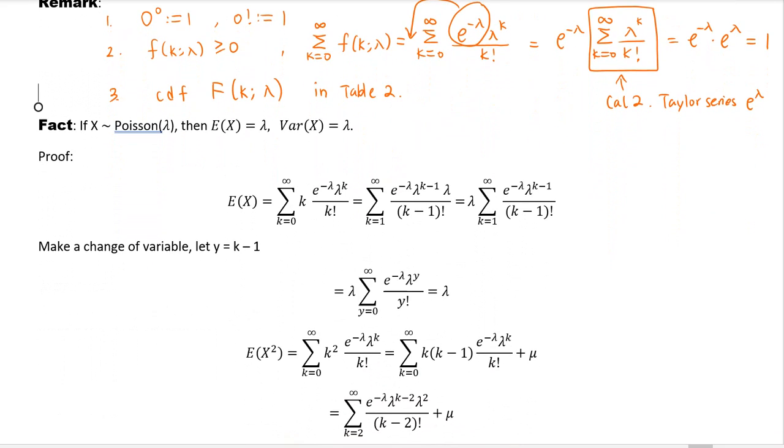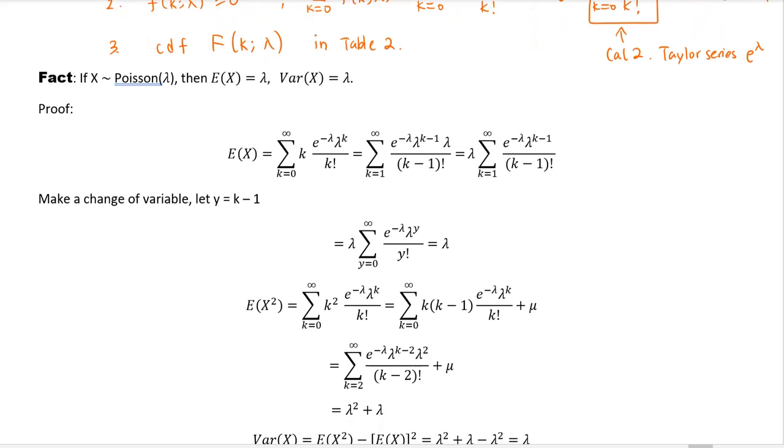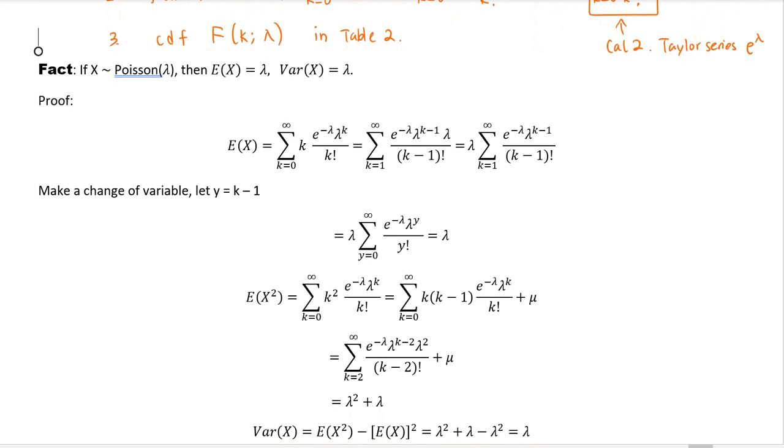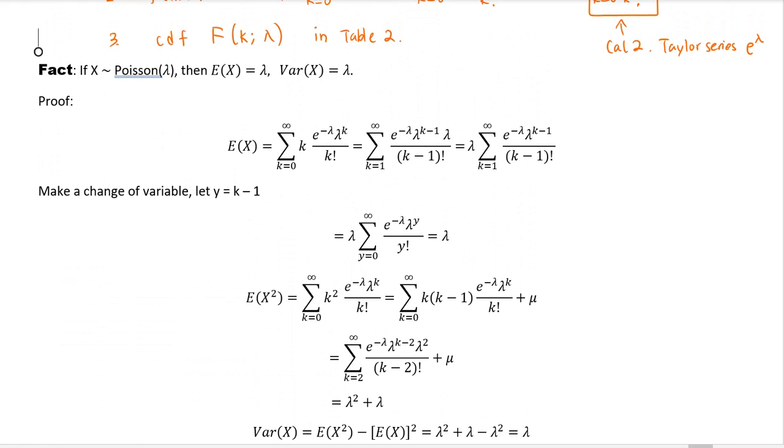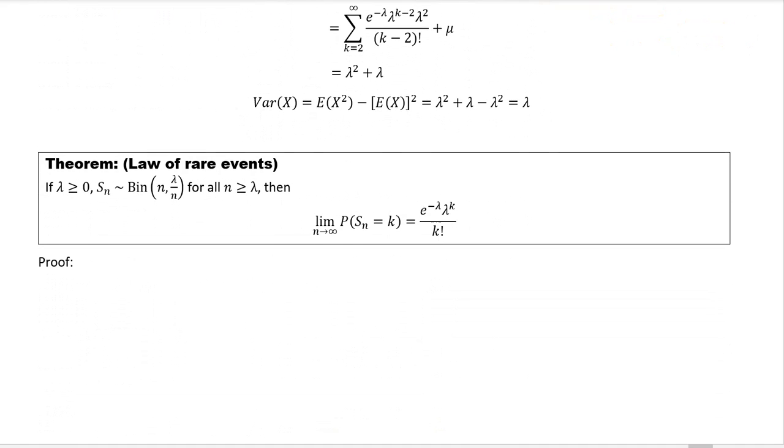Fact: if X has the Poisson distribution, then the mean is lambda and the variance is lambda. We're not going to go over the proof, but this is very easy to remember: the Poisson distribution parameter is lambda, and the mean and variance are the same, lambda. By the way, for all the distributions we learned, the formulas for the mean and variance will be provided in the exam, so you don't have to memorize them. You just need to figure out what kind of distribution it is and then use the correct formula to compute.